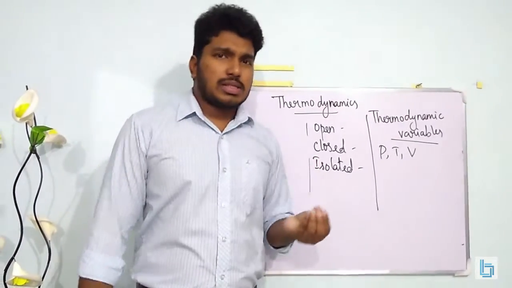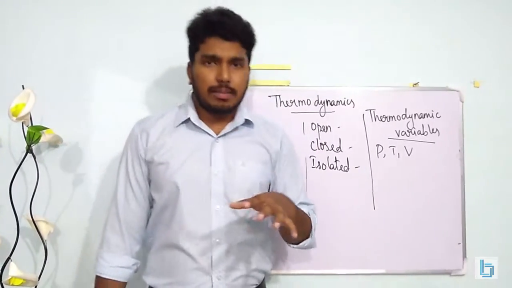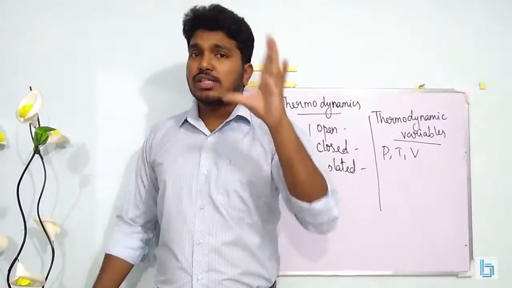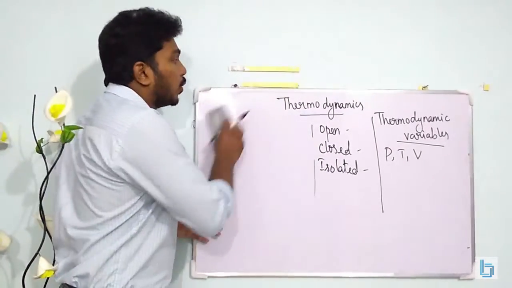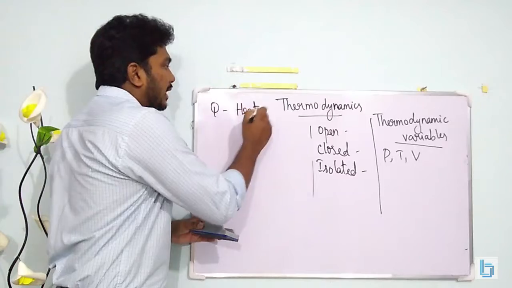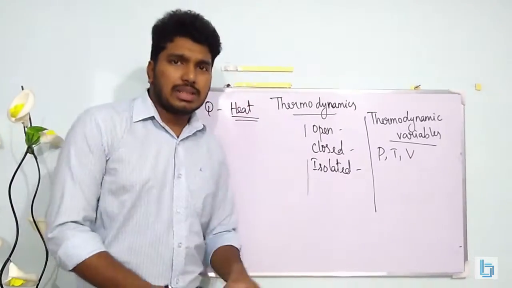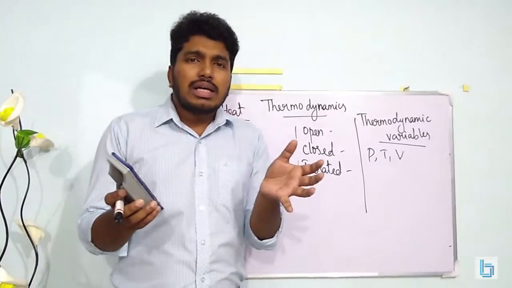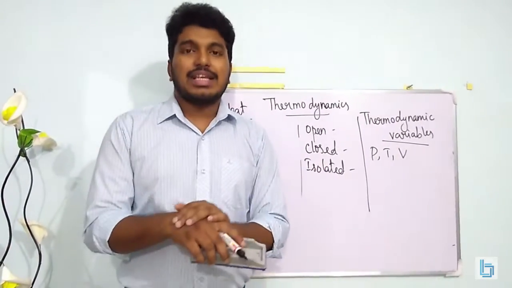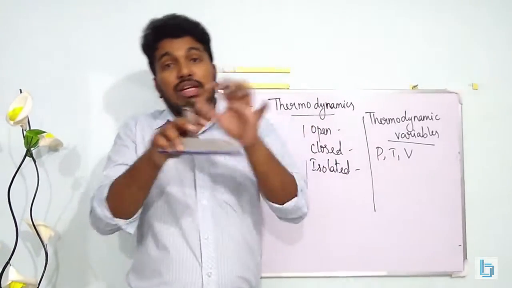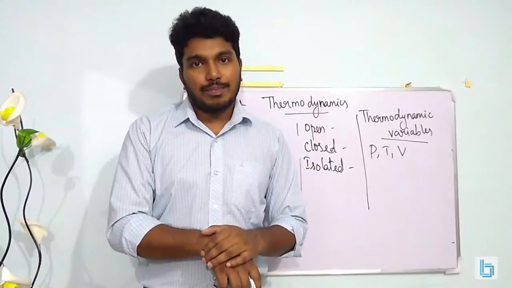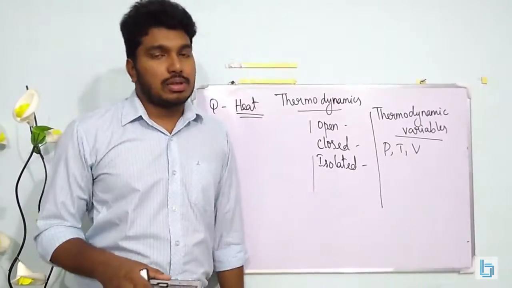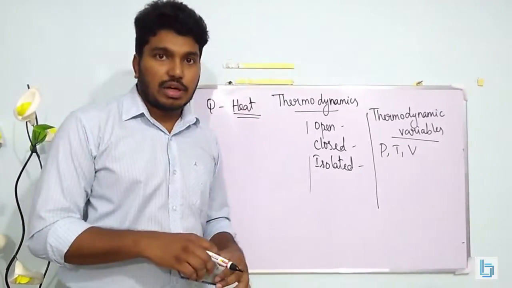We'll come to these processes and the laws of thermodynamics once we learn a few other very important terms. The first term you have to learn is Q. What is Q? The heat. What do you mean by heat? Heat is the energy transferred because of a temperature difference. It is energy transferred as a result of the temperature difference occurring. Now, this is actually a path-dependent function. Heat is a path-dependent function.